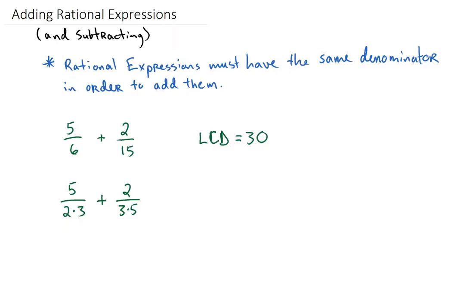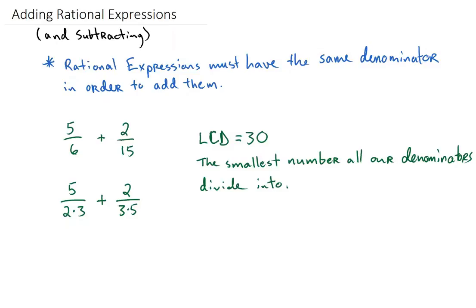Now, a process for getting a least common denominator. The least common denominator is the smallest number that all of our denominators divide into. Well, if all of my denominators have to divide into it, that means my first denominator has to divide into it. If my first denominator has to divide into it, that means that the LCD has to contain all of the factors of my first denominator. So I know my LCD has to contain 2 times 3, because it has to contain the full denominator.